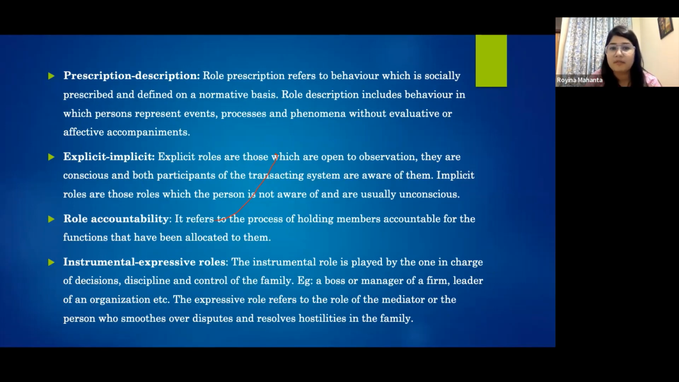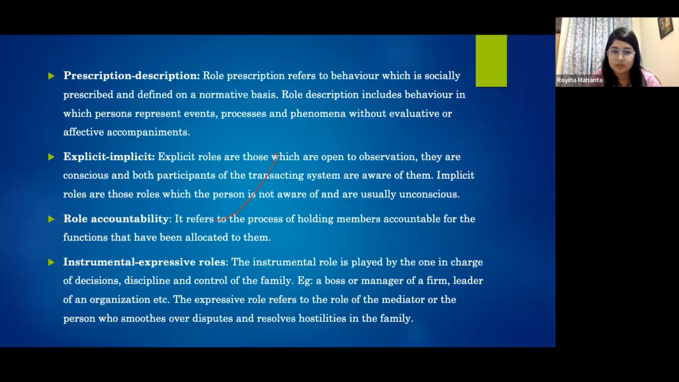Role accountability refers to the process of holding members accountable for the functions that have been allocated to them. So, role accountability means that if you fulfill that particular role, you are probably appreciated for it, and you know that it is my job to fulfill this role. If you are unable to fulfill that role, you should take accountability for the fact that you have been unable to fulfill that particular role. So role accountability means holding oneself responsible for that particular role.